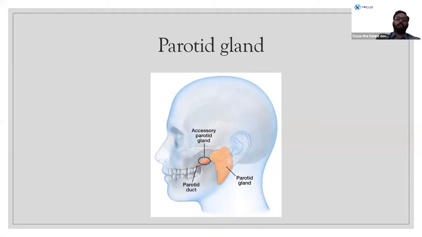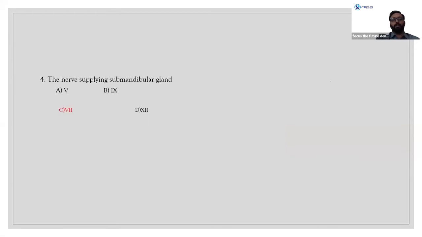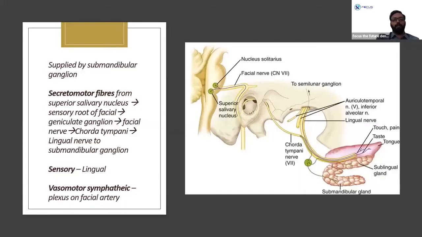Now let's talk about the nerve supply. So what is important about the nerve supply? What is the function of your salivary glands? Salivary glands function is to release saliva, or secrete saliva. So let's start from here.